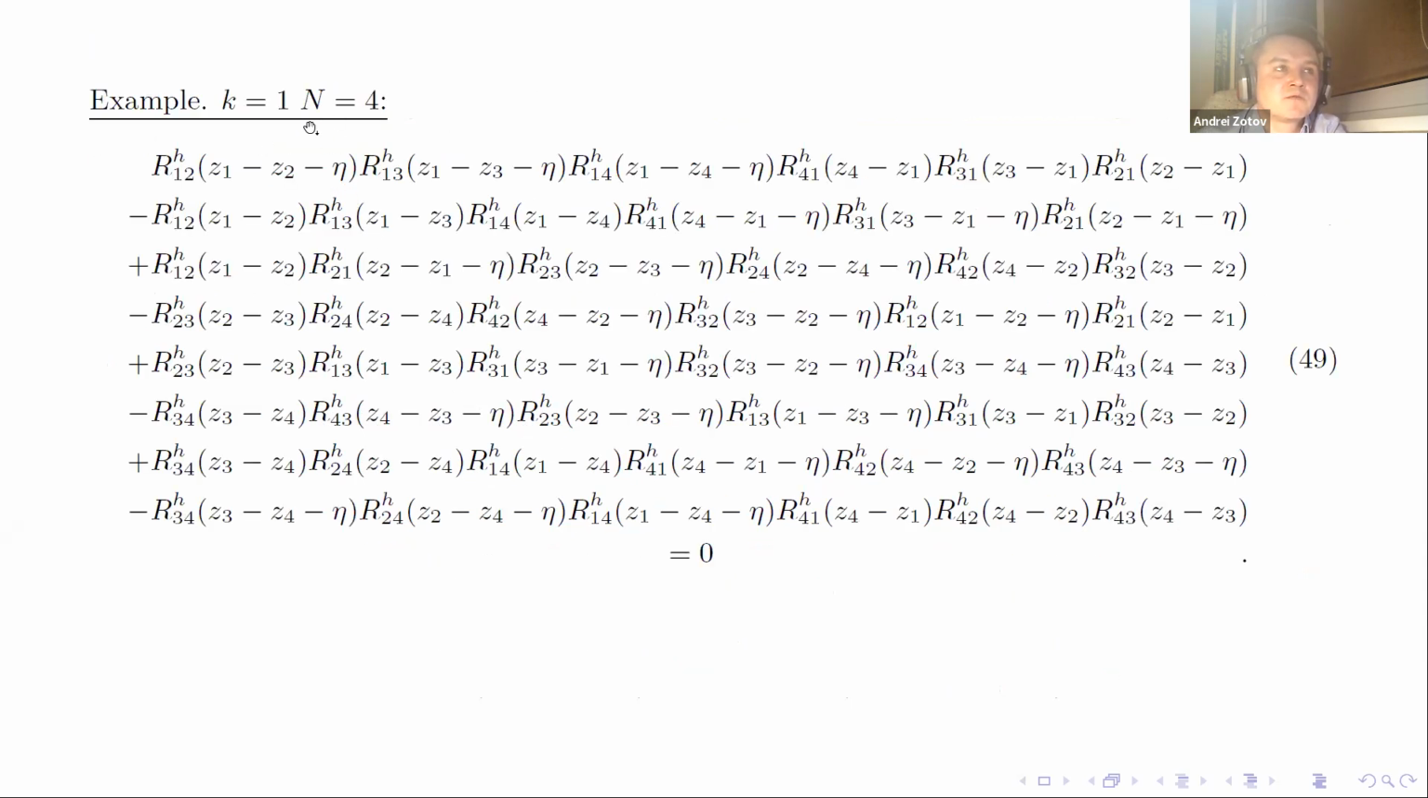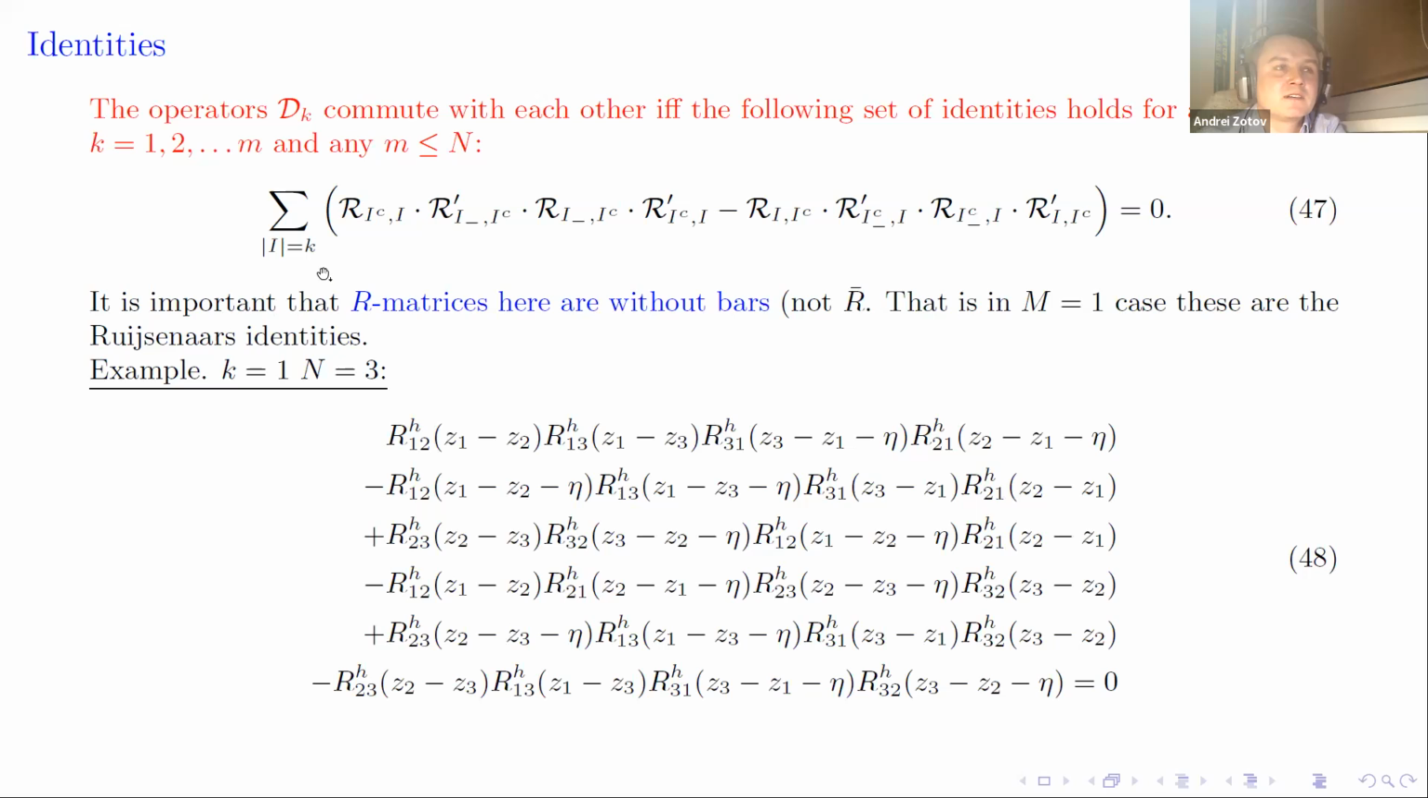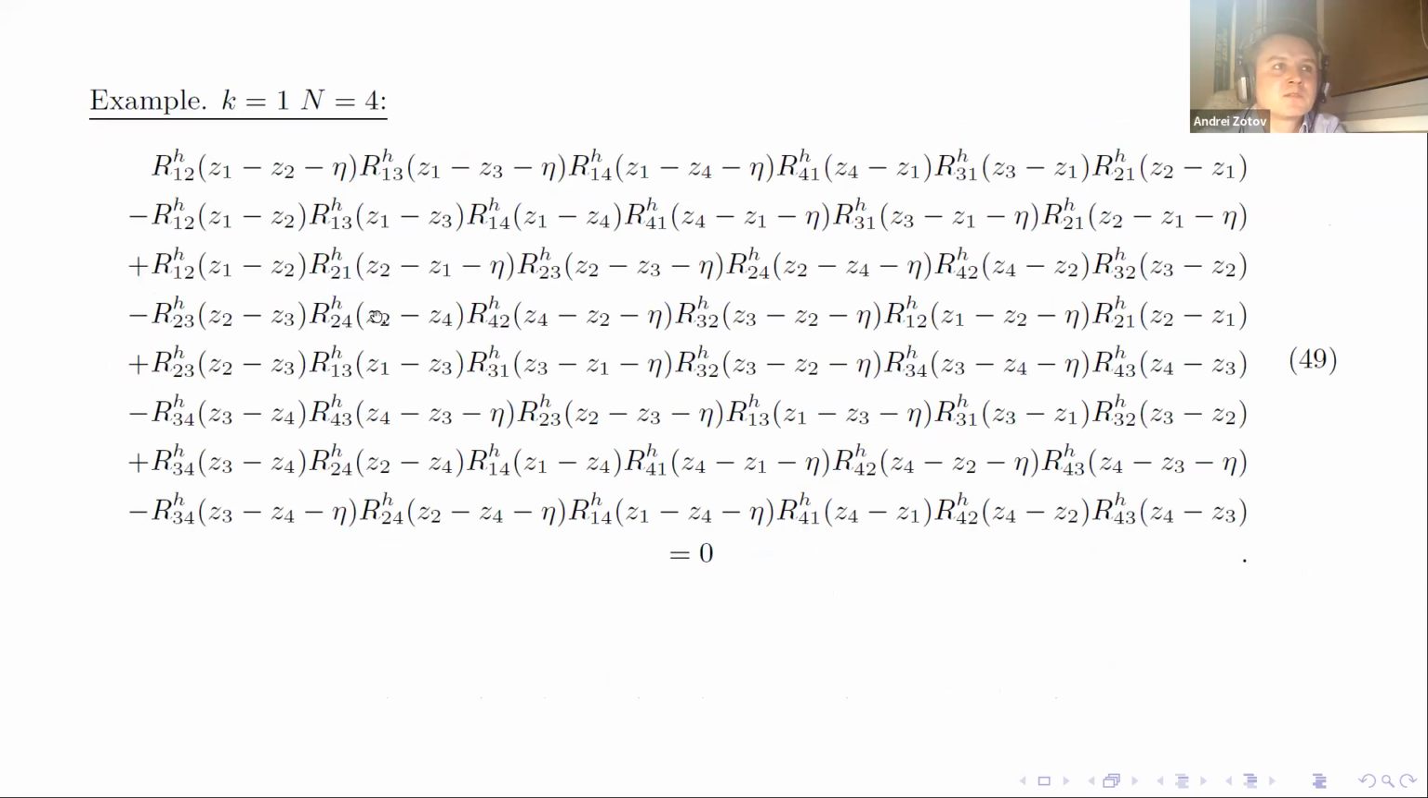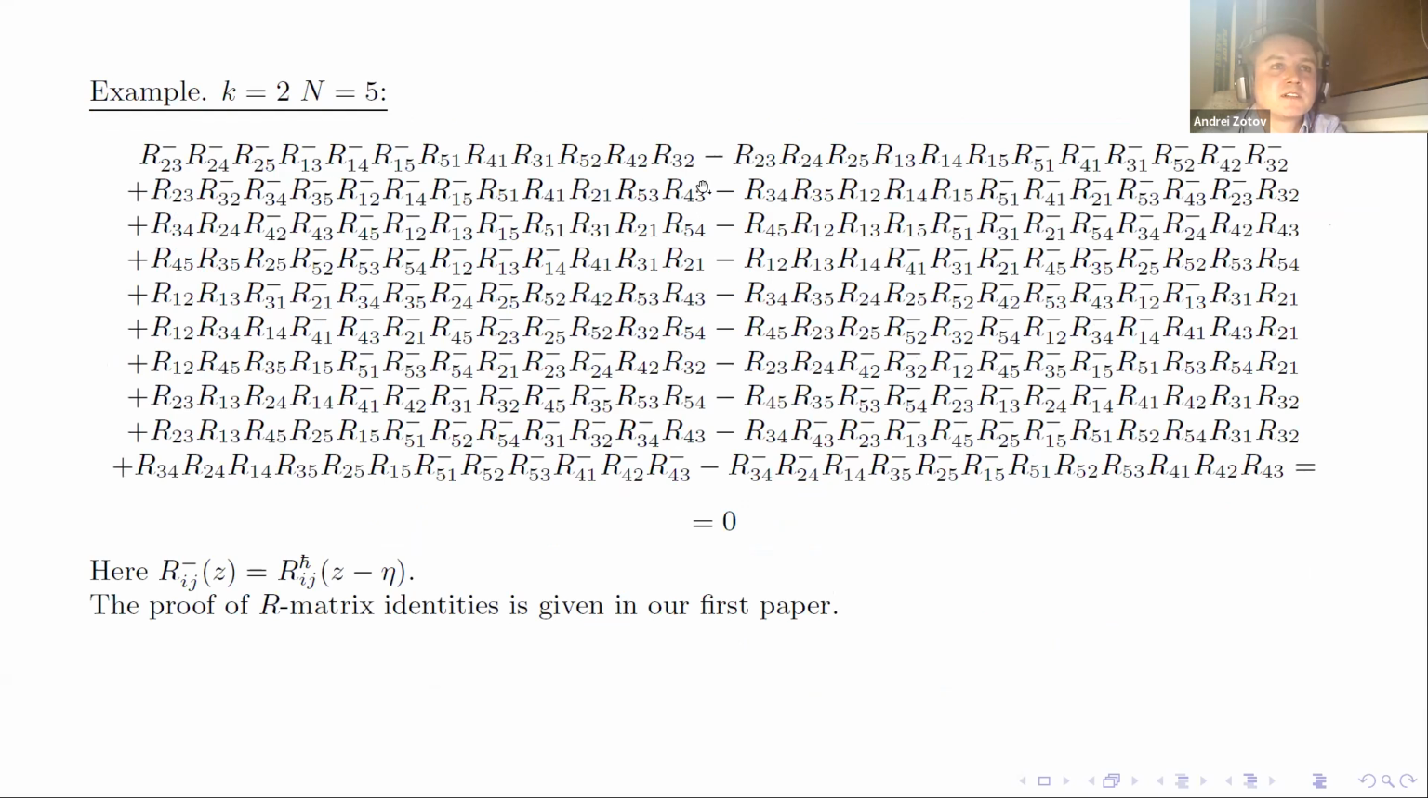And here is an example for n equals 4 and k equals 1. k is the size of this subset I. And for example, for k equals 2, the complexity of this identity grows fast. And when we found it, we just tried to verify it numerically, and found that the identities indeed hold. And then we proved it straightforwardly by hand, using a similar idea which was used by Ruijsenaars. We suggested the proof by induction, but it is of course much more complicated.